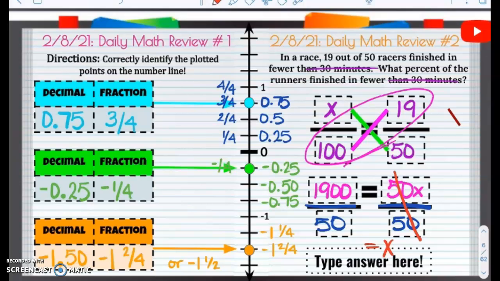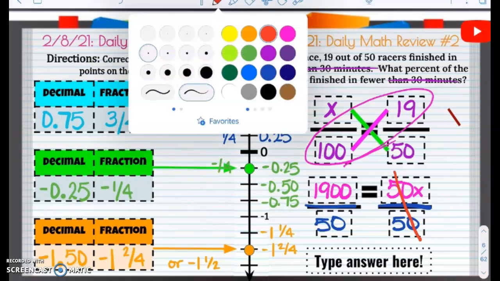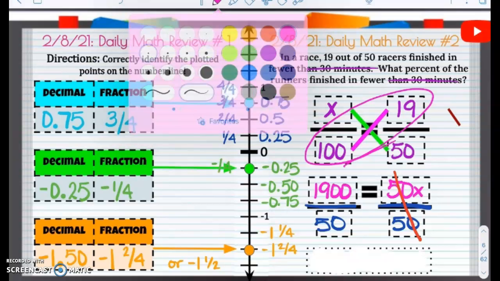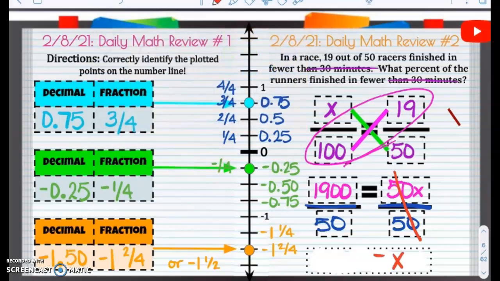Actually, you know what I'm going to do? I'm going to erase that and clear this. My apologies. So we have x equals, because we have to put that 50 on the other side and divide it out. We can cancel out one of the 50s. Now we have 190 divided by 50. If you put that in a calculator, you get 3.8, so that's going to be about 3.8%.